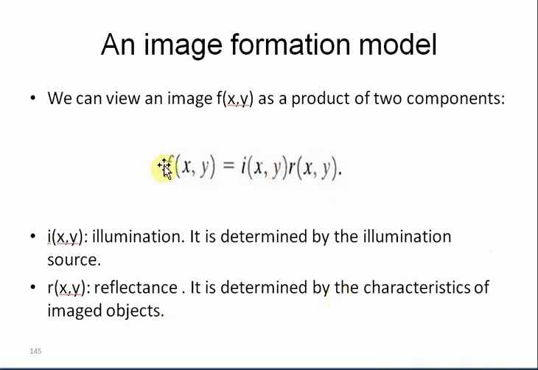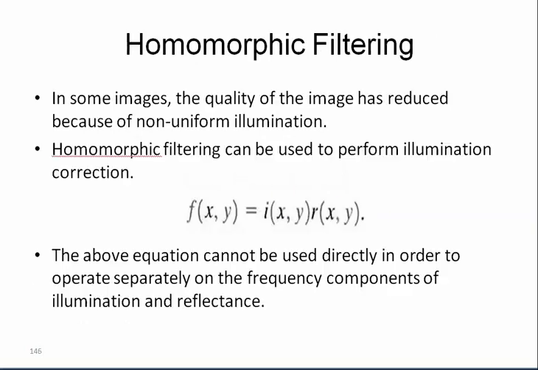And of course you know that f(x,y) is i(x,y) times r(x,y), and what is the range of i and what is the range of r. Now coming to homomorphic filtering. In some images, the quality of the image has reduced because of non-uniform illumination. Non-uniform illumination means that in the whole image you can get high illumination on one side and low illumination on another, so the light effect is varied.